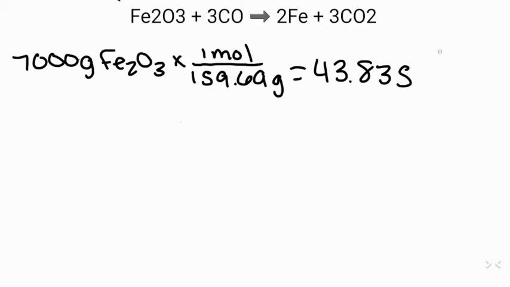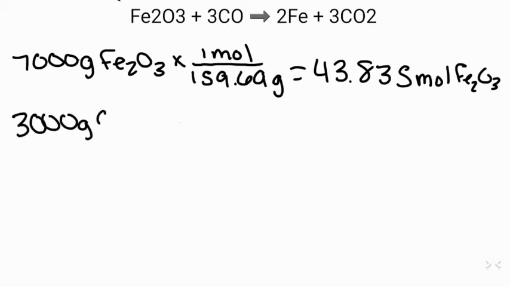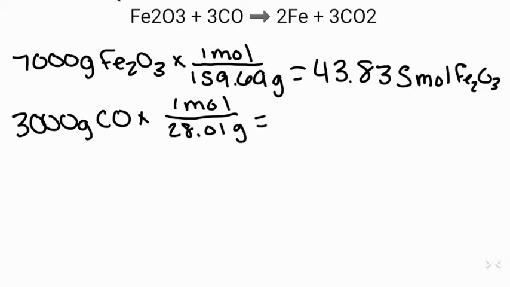in order to get how many moles of each. So to do that, we would take 7,000 grams of iron oxide, multiplied by 1 mole over the molar mass of iron oxide to get 43.835 moles of iron oxide. And doing the same with the 3 kilograms of carbon monoxide, changing that to 3,000 grams of carbon monoxide, and it will be multiplied by 1 mole over its molar mass of 28.01 grams to get 107.105 moles of carbon monoxide.